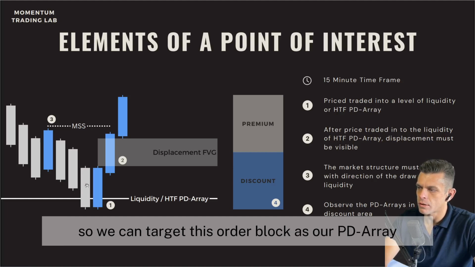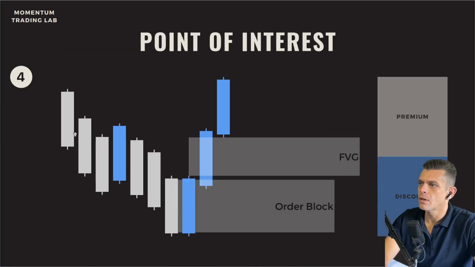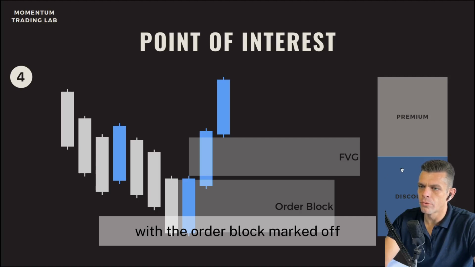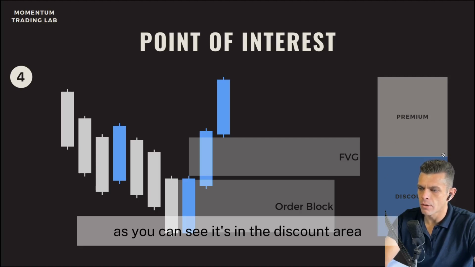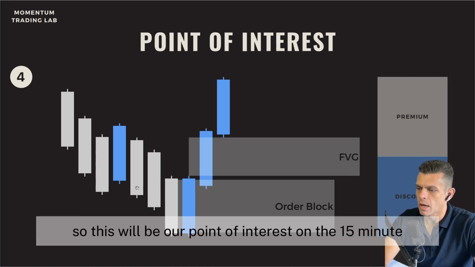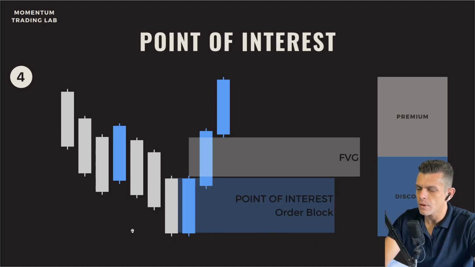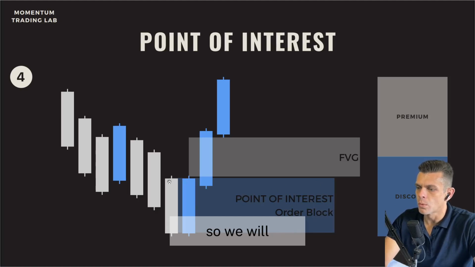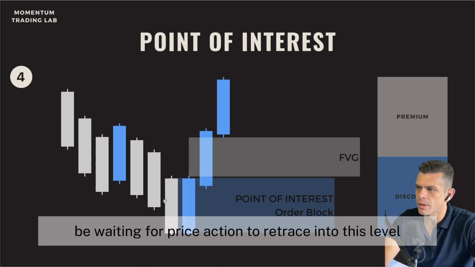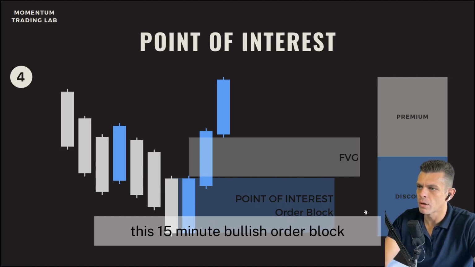So we can target this order block as our PD array in the discount area. But this is just a little bit zoomed in with the order block marked off. As you can see, it's in the discount area. So this will be our point of interest on the 15-minute. So now it's just marked blue. So we will be waiting for price action to retrace into this level, this 15-minute bullish order block.